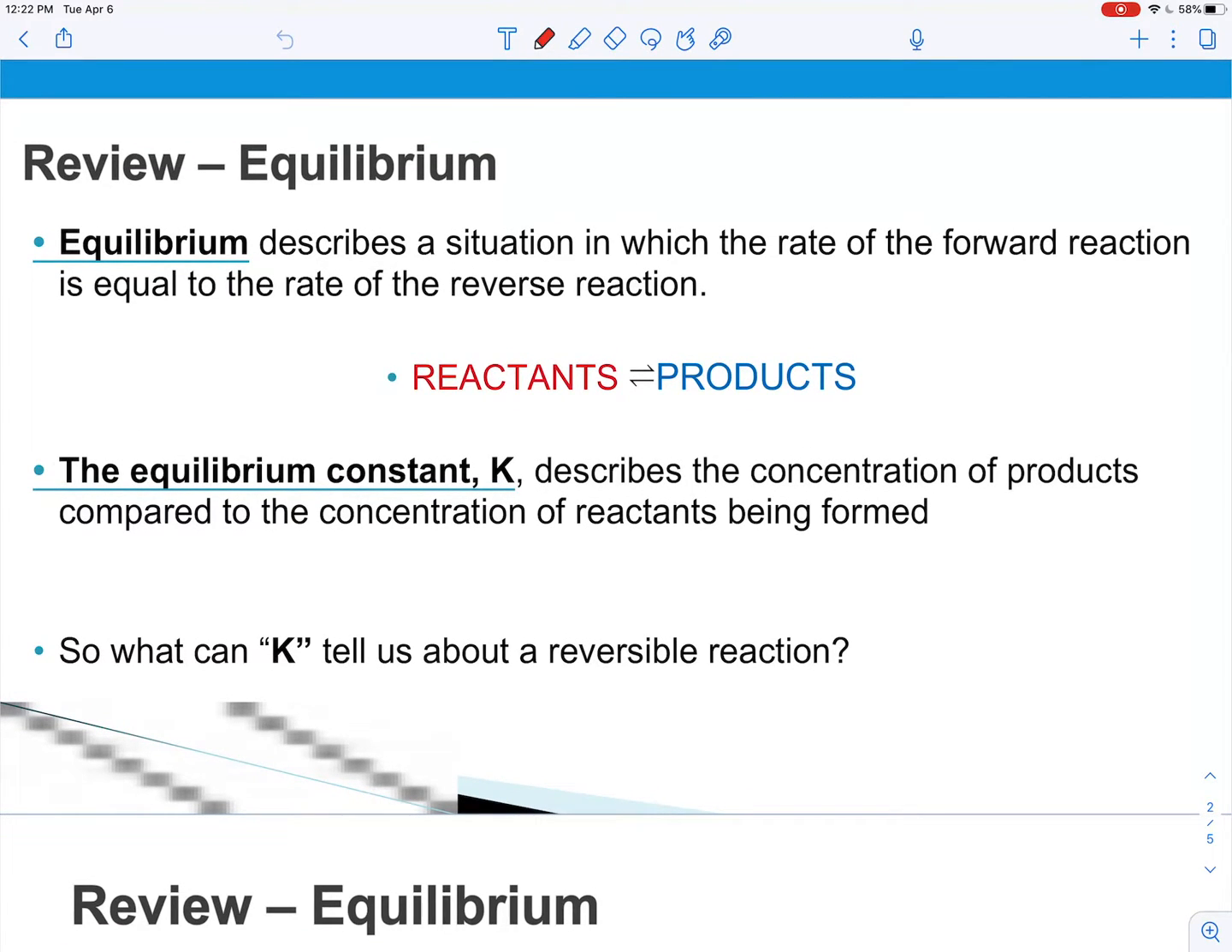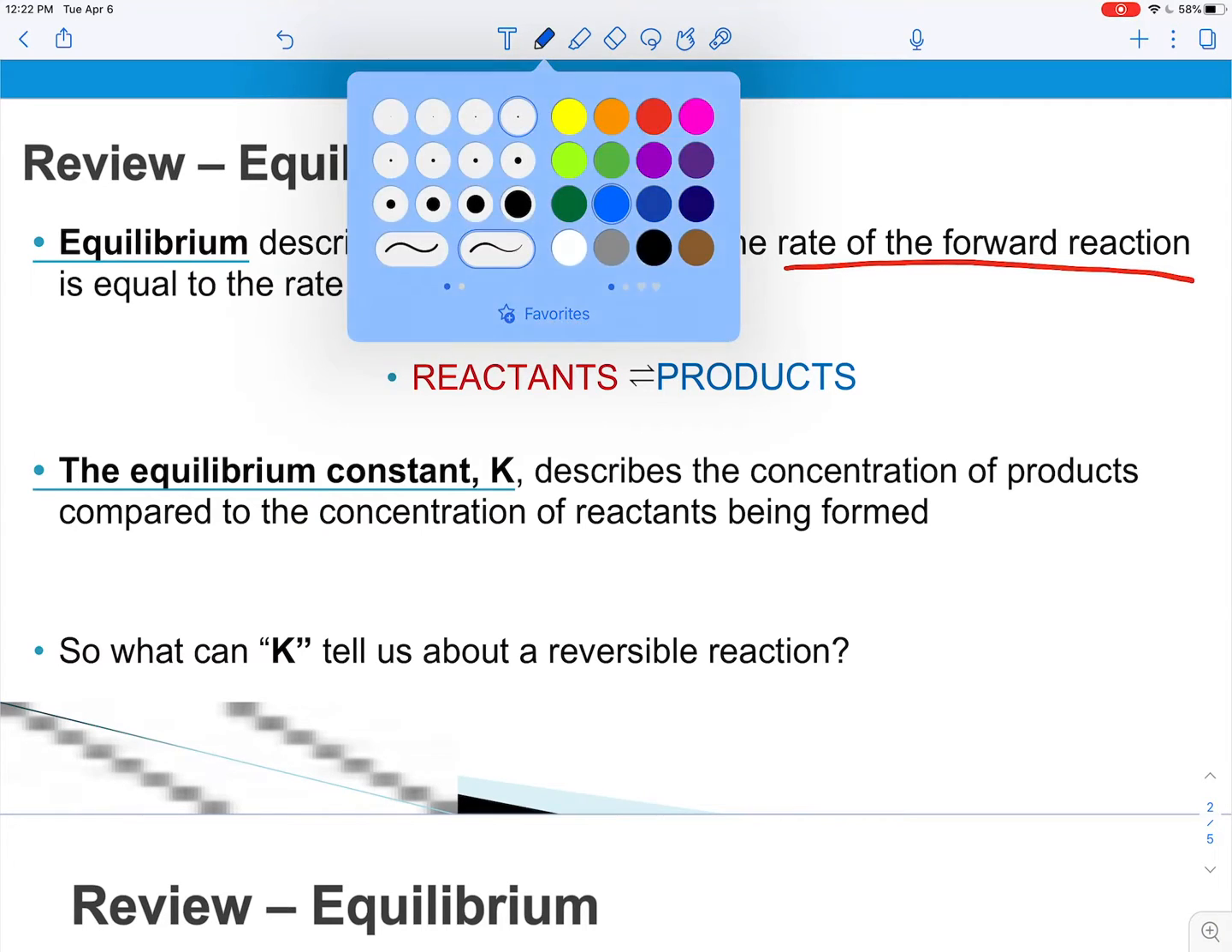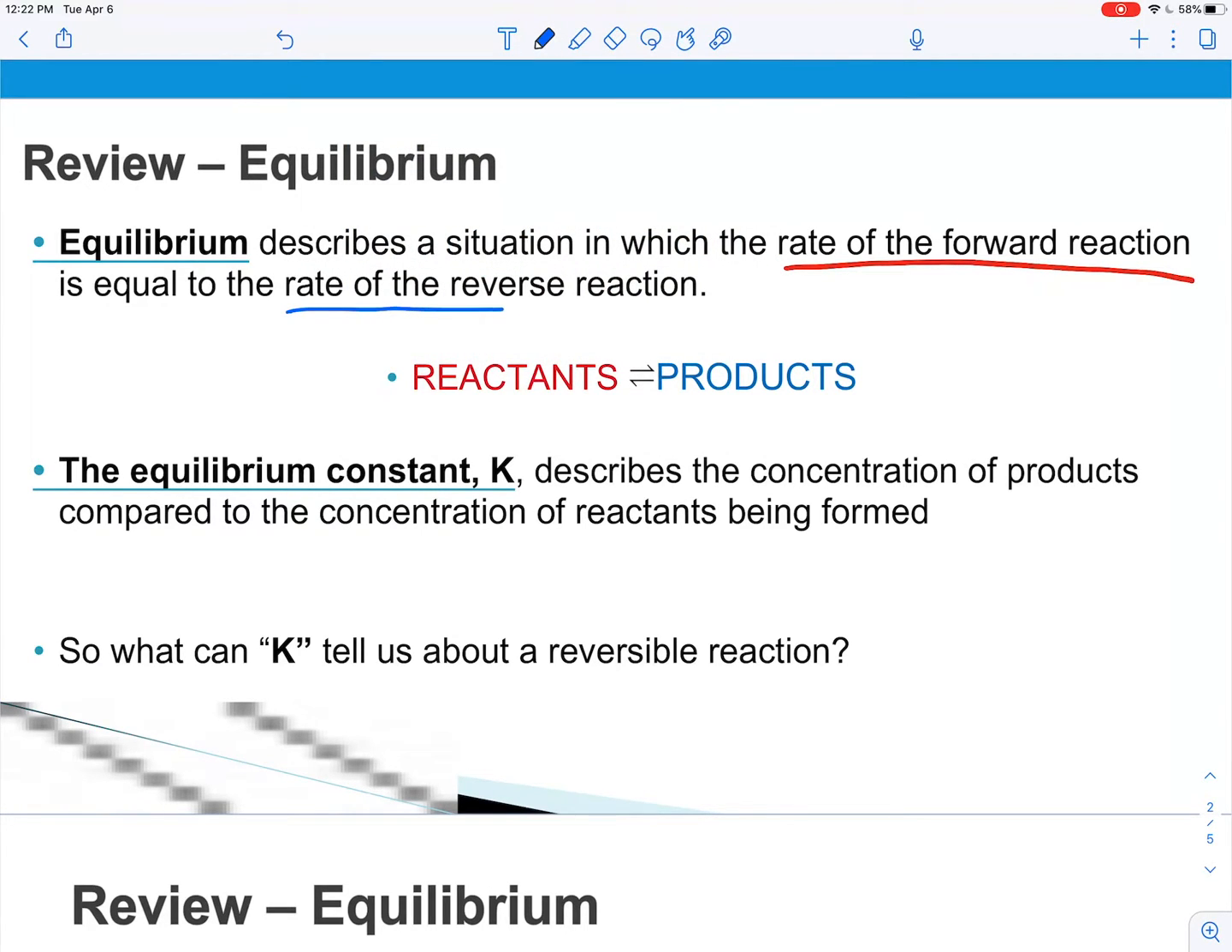Remember, equilibrium, we've been using this word a lot, describes a situation in which the rate of the forward reaction equals the rate of the reverse reaction. So what does that mean? That means as you're forming products, this chemical reaction is also forming reactants. And so this is happening at a constant rate where the rate of the forward reaction, going this way, is equal to the rate of the reverse reaction, the reaction going this way.